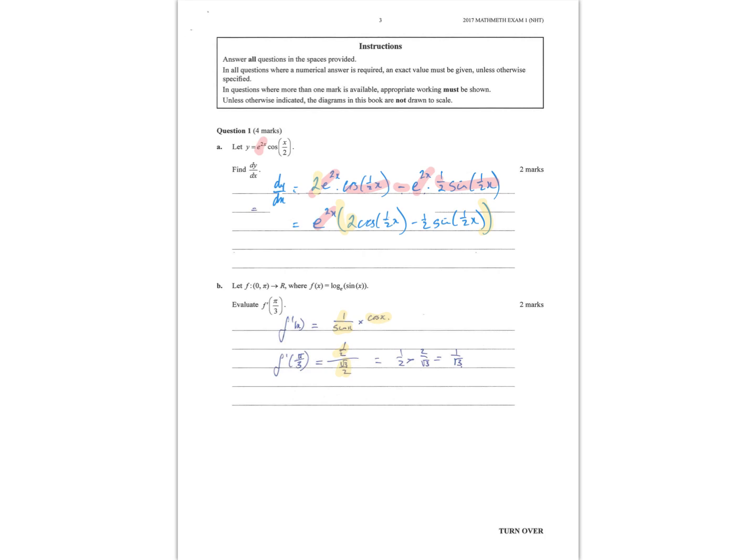That definitely needs to be tidied up. You can't leave a fraction on a fraction. So flip the bottom one upside down and multiply, and we get a 1 on root 3. That's perfectly valid. You don't have to rationalize.